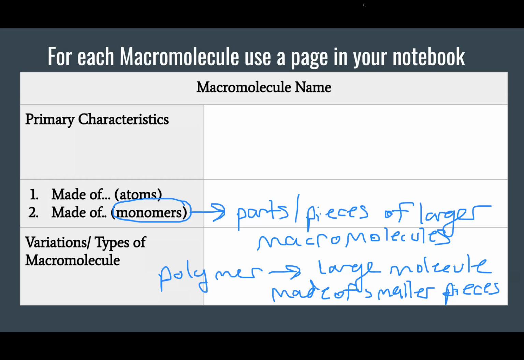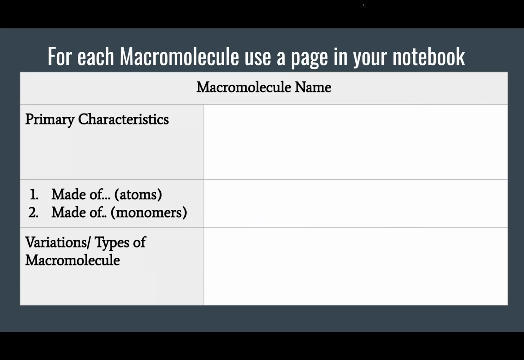So again, I encourage you to have the structure for every macromolecule that we have. So for carbohydrates, the macromolecule name is going to be carbohydrates. That's going to be your first page. You're going to have the primary characteristics of carbohydrates. Underneath that, the atomic structures, the monomer structures, and then the variations or the types of macromolecule that you can have from this particular branch of macromolecule, right?